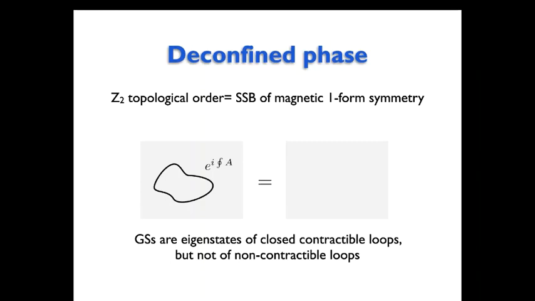No, if I have spontaneous symmetry breaking, what does it mean? If I act with the symmetry, my ground state is not invariant under that. So I'm saying that this happens when you have non-contractible loops on a torus. Okay, good.